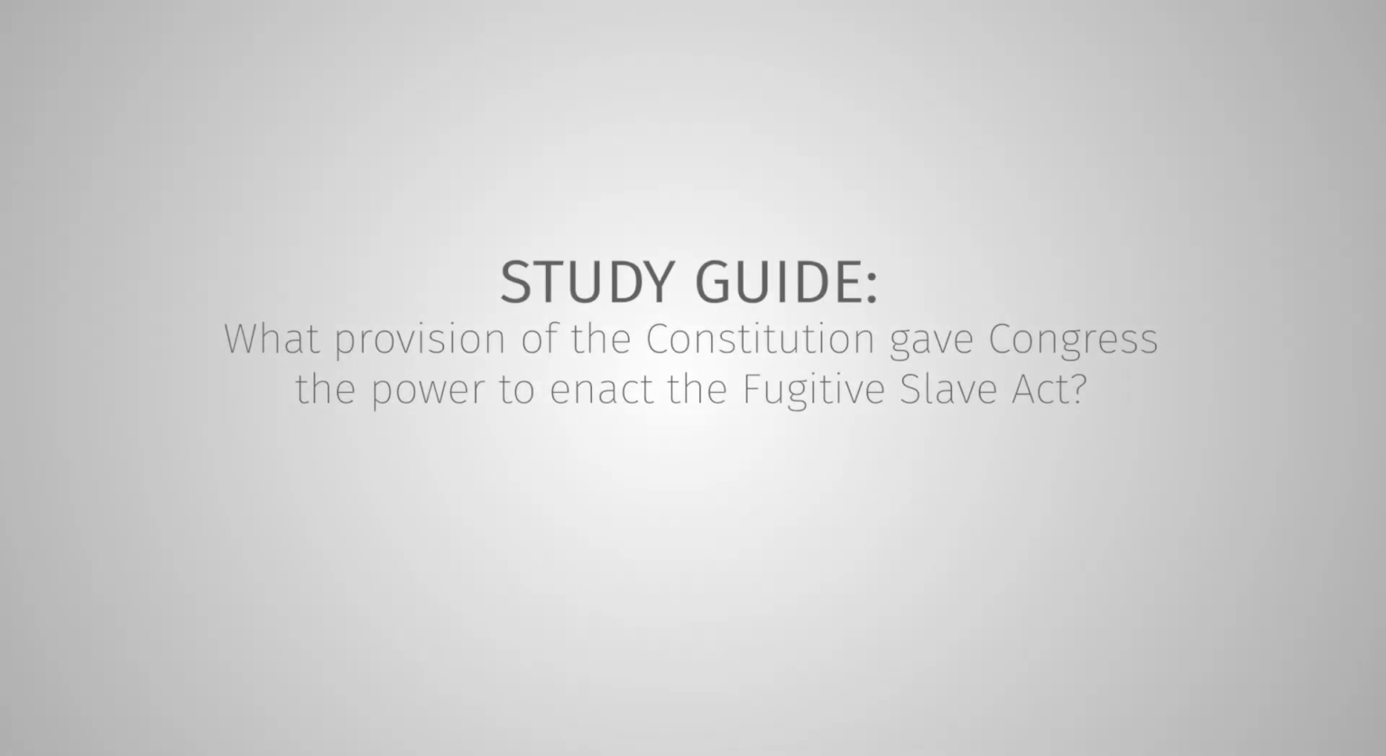In McCulloch versus Maryland and Gibbons versus Ogden, we learned that Congress can only enact laws pursuant to one of its delegated powers. Study guide. What provision of the Constitution gave Congress the power to enact the Fugitive Slave Act? One possible candidate is the Fugitive Slave Clause, which appears in Article 4, Section 2.